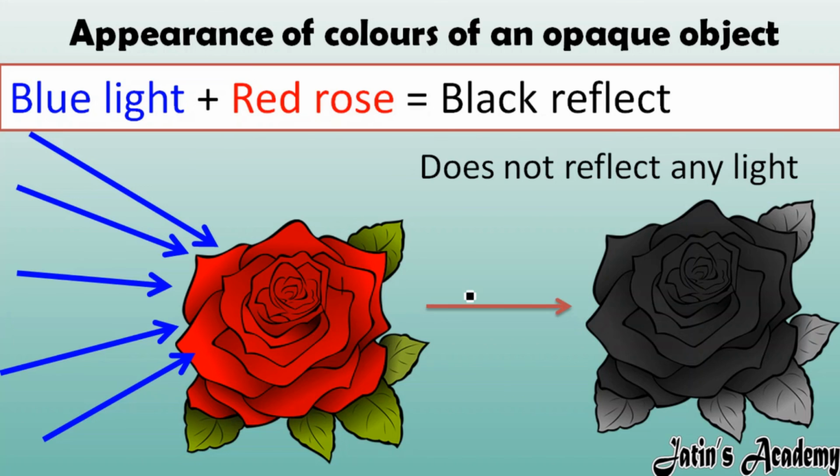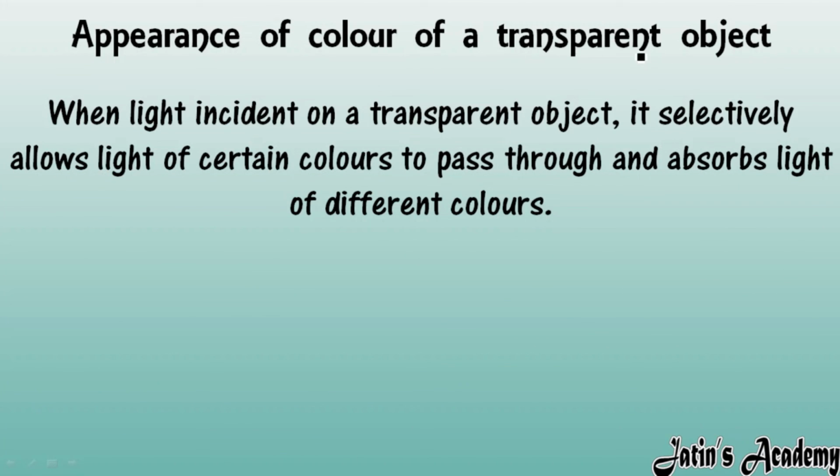Okay. Next, we have the appearance of color of transparent objects. As I already told you the definition, a transparent object is one that allows all light to pass through it and does not absorb any light. But a transparent object also allows only selected colors to pass through it, and does not allow some colors to pass. It absorbs those colors. So what are those colors, and how are they absorbed? See carefully.